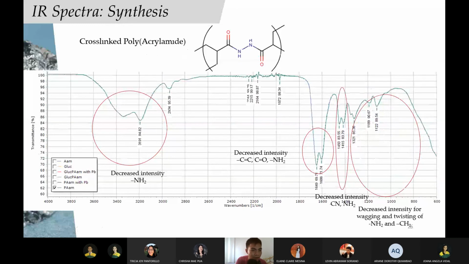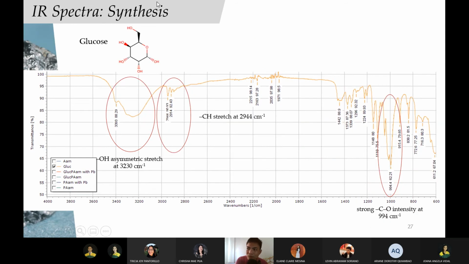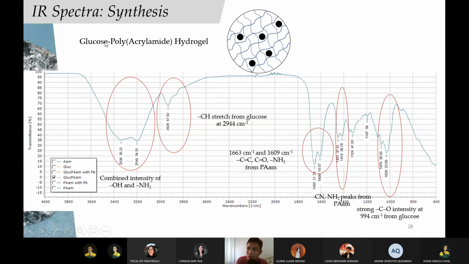For example, we have this cross-linked polyacrylamide. So, na-minimize yung NH vibration kasi umonti yung bonds nila. Ayan. Numipis yung intensity ng carbonyl groups kasi nagamit sila for bonding, so on so forth na yan. For glucose, may OH yan, so makikita mo yung OH stretching dyan. Ayan. And the C single bond O stretch then. Okay, so for glucose polyacrylamide, maghahalo yung OH stretch and the NH2 stretch.